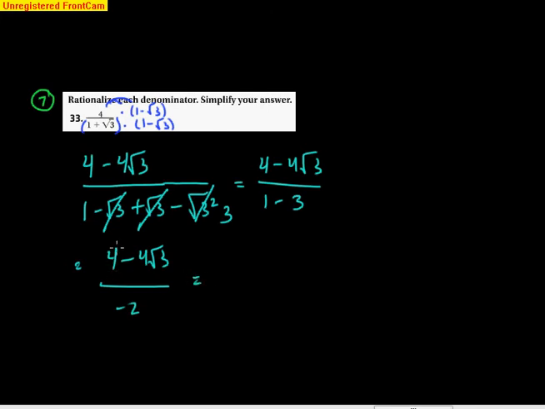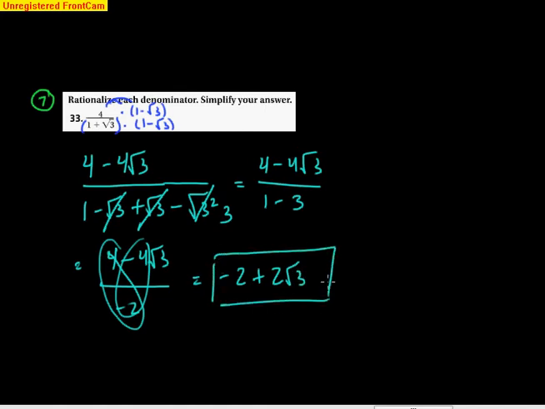And now we divide each of those by negative 2. 4 divided by negative 2 is negative 2. Negative 4 divided by negative 2 is positive 2 radical 3. And there is your simplified answer. Okay. So remember, the conjugate is used to rationalize a square root in the denominator. Make sure you remember that. And again, when you do that, the radical should disappear. And all that you're left with is some nice numbers.